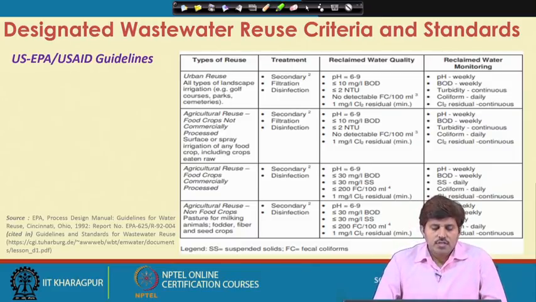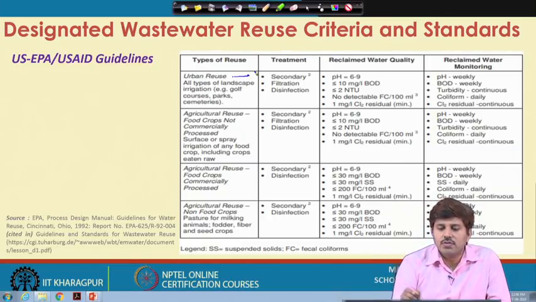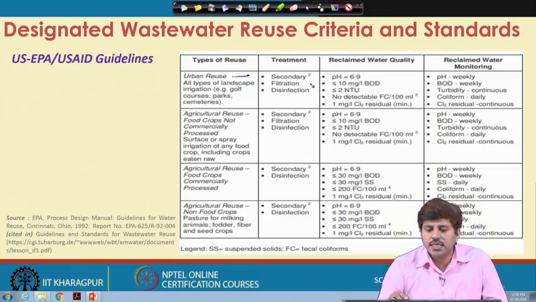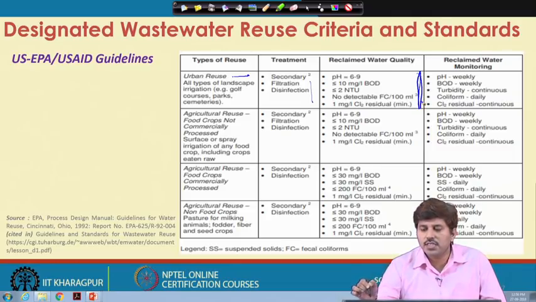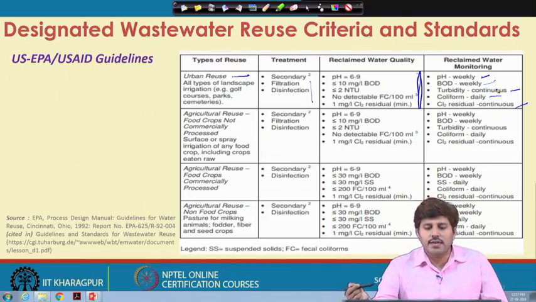they depend on the type of reuse. Again, if it is for urban reuse, the degree of treatment needed is secondary, filtration and disinfection, and the reclaimed water quality should meet this. We need regular monitoring: weekly monitoring of pH and BOD, turbidity should be continuously monitored, chlorine residual should be continuously monitored, and coliform or pathogen monitoring should be on a daily scale. Okay.